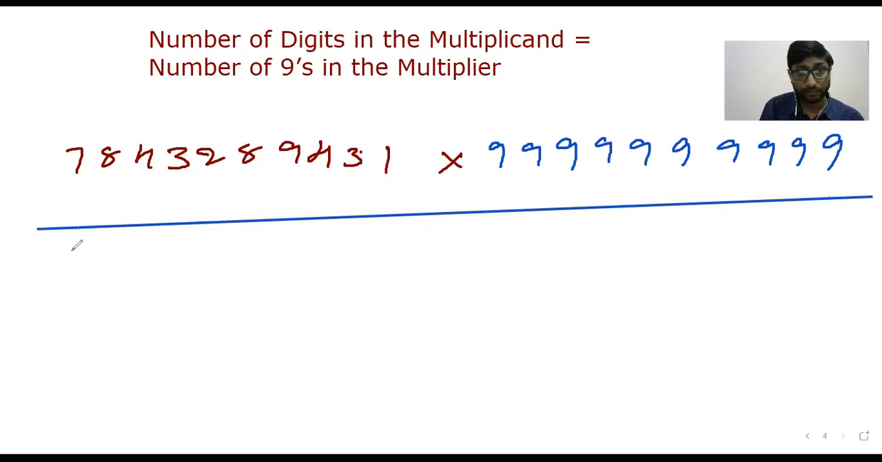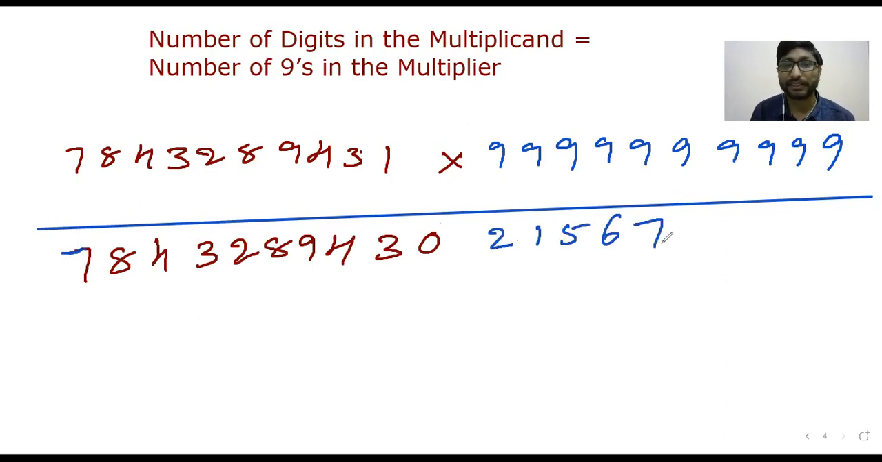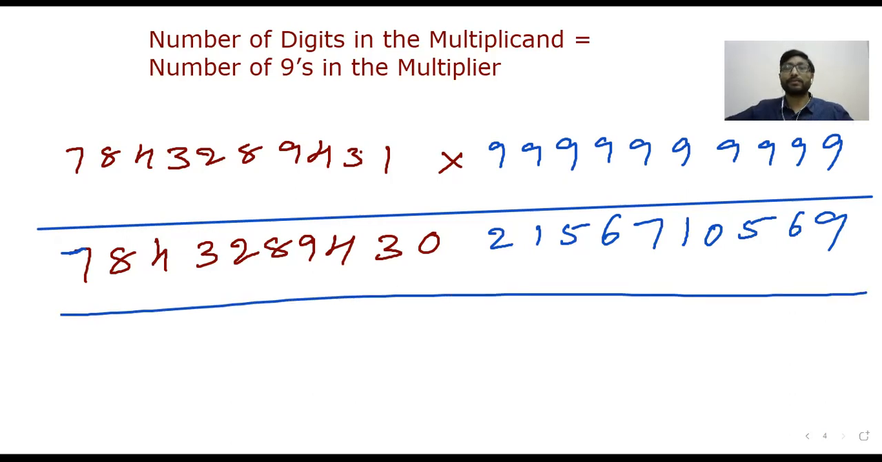7, 8, 4, 3, 2, 8, 9, 4, 3, 0, and subtract all from 9. 9 minus 7, 2, 1, 5, 6. 7, 1, 0, 5, 6, 9 is the answer. That's it. See, did we do any steps? Any mistakes? How fast we did?